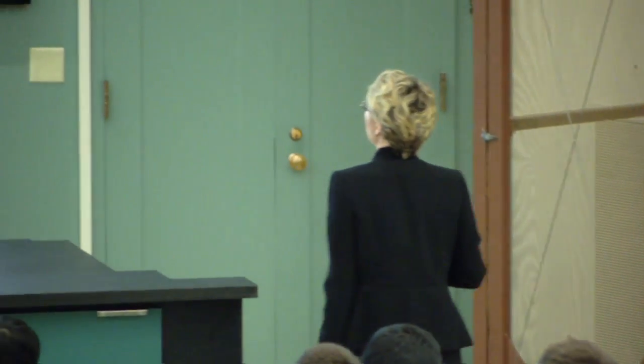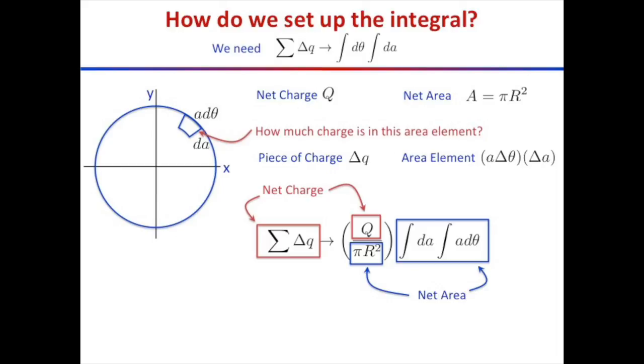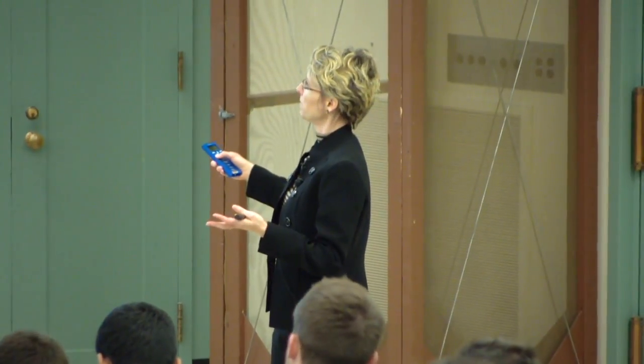Pi r squared, okay? So if we can figure out the calculus way to get that area, that'll help us integrate this charge. That's what we need to do. So I have a net charge, a total charge on the entire disk of big Q. I have a net area on the total disk of big area, pi r squared, okay?